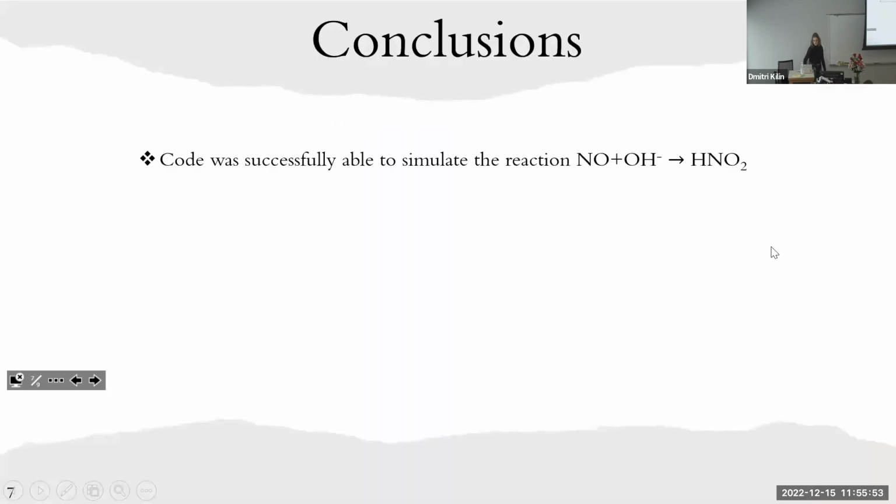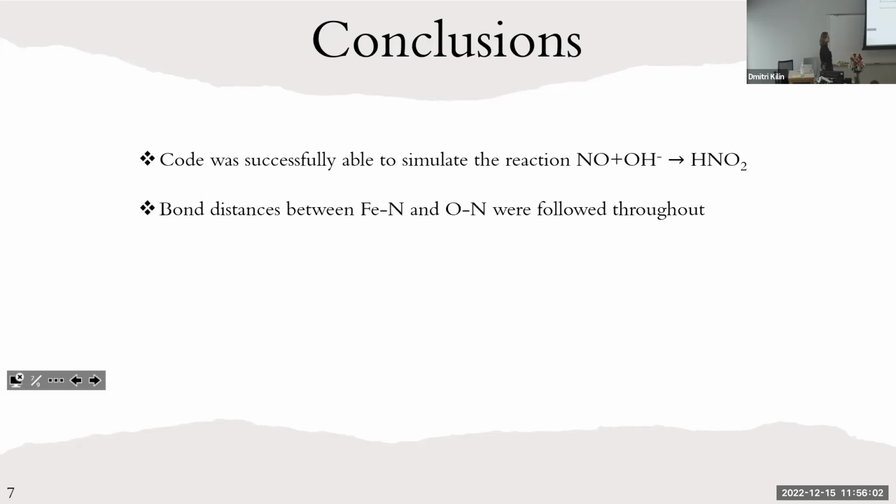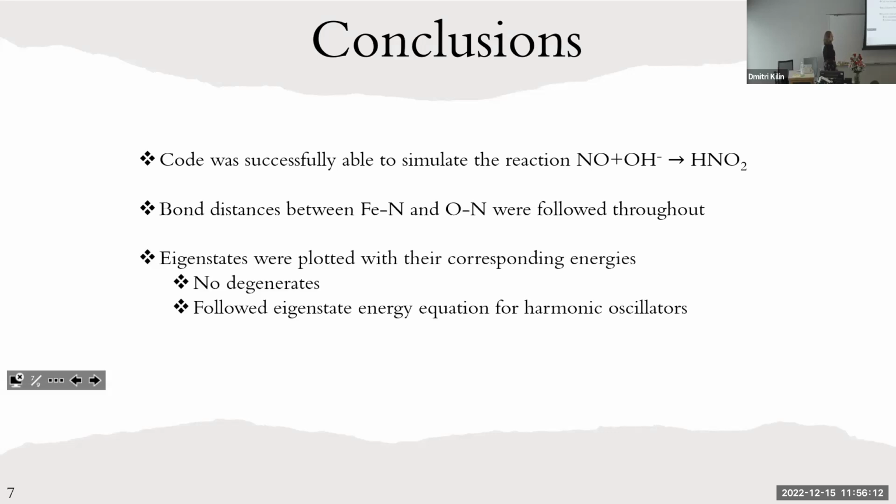The general conclusions I have are that the code was overall successful in simulating the reaction in this conversion. The bond distances between the iron of the porphyrin ring and the nitrogen, as well as the oxygen and the nitrogen, were able to be followed throughout this reaction. The eigenstates were plotted with their corresponding energies, and there were no degenerates. It roughly follows the equation in the sense that as the eigenstates increase, the energy increases.